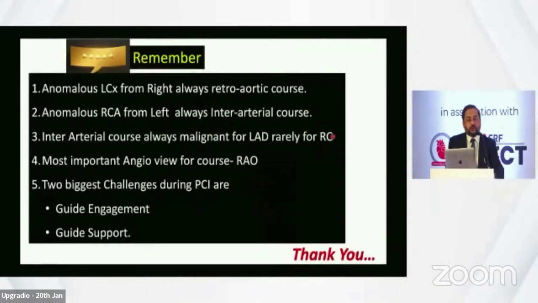So I would like to just close by saying that anomalous circumflex from the right sinus is always retroaortic in course. Anomalous RCA from left sinus is almost always interarterial in course, but rarely malignant. Interarterial course for LAD is usually malignant and rarely for right coronary artery. Most important view to fall back on when you want to decide the course of anomalous arteries, of course, only on the left side, is the RAO.